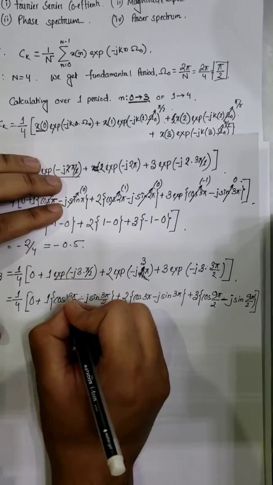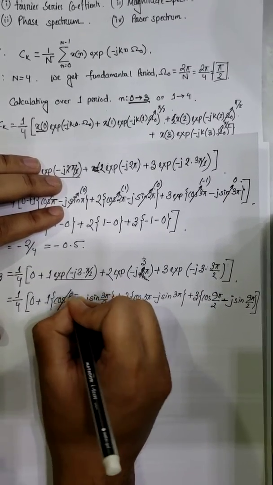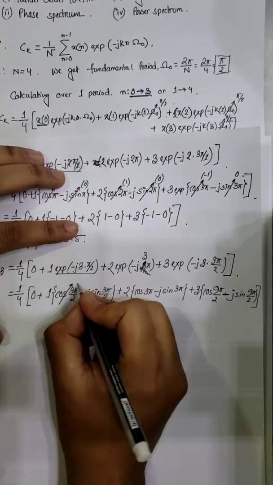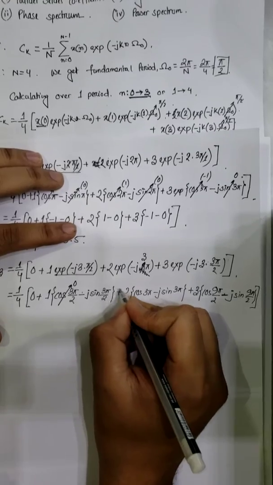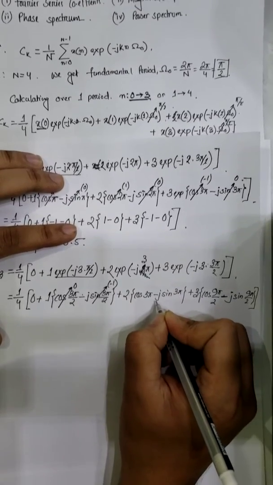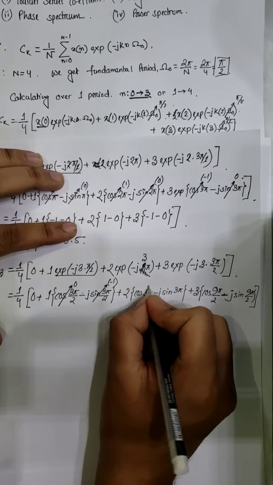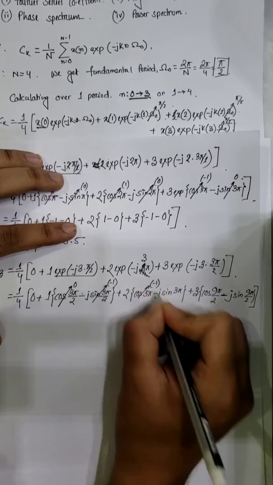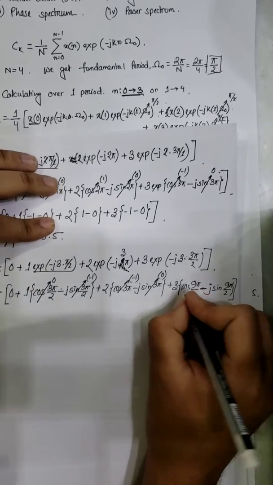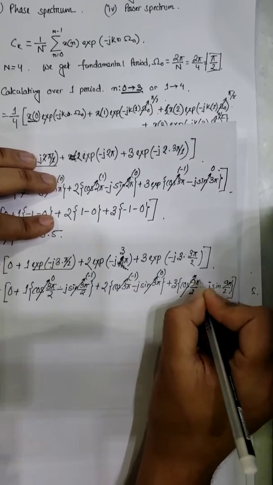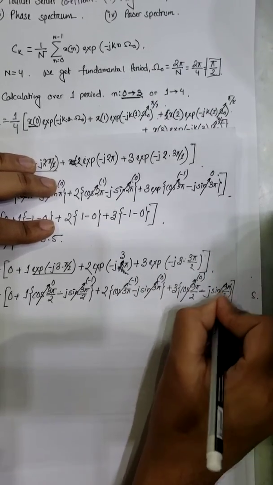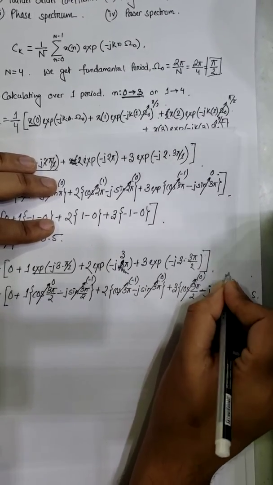Now, cosine of thrice pi over 2 is equal to 0, and sine of thrice pi over 2 is negative 1. Cosine of thrice pi is negative 1. Sine of thrice pi, of course, is 0. Cosine of 9 pi over 2 is equal to 0, and sine of 9 pi over 2 is equal to 1.